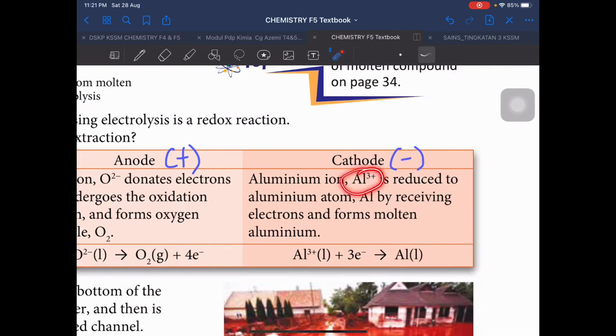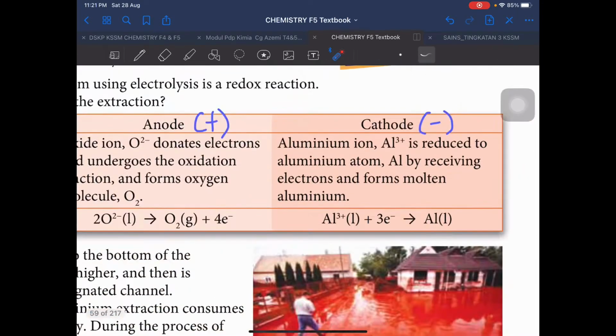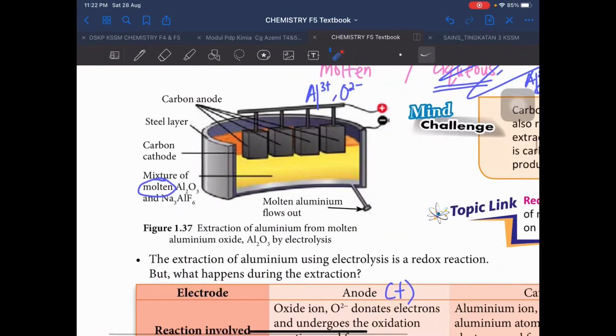Why Al3+? Because it comes from molten aluminium oxide. Okay, so Al3+ is going to accept 3 electrons. Why 3? Because we want to balance the half equation. So we will have aluminium as liquid. This is what we want. This is the molten aluminium that we want. Molten aluminium is what can make our cola tin, Pepsi tin, and so on. So that's what happened. Here, molten aluminium flows out.